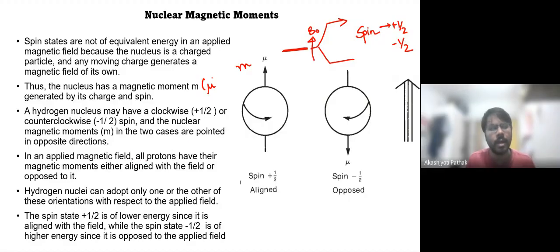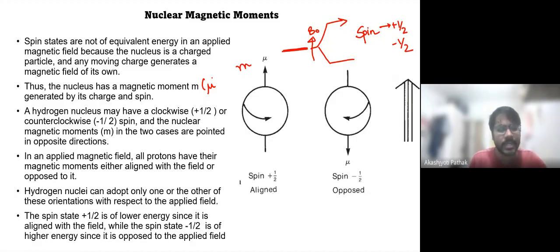In an applied magnetic field, all protons have their magnetic moments either aligned with the field or opposed to the field. As I was saying, this proton can have two values, plus half and minus half. Plus half indicates that it is oriented in the same direction as the magnetic field, and the spin state with the value minus half has its magnetic moment opposite to the direction of the external magnetic field. Hydrogen nuclei can adopt only one or other of these orientations with respect to the applied field.